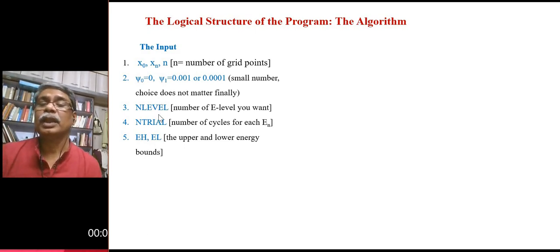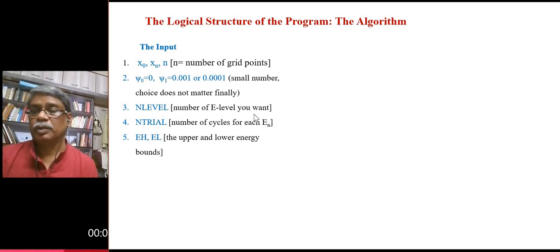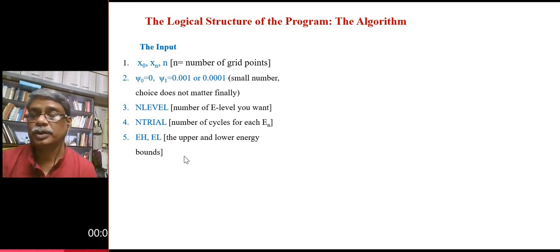And then n level, that means the number of energy levels that you are interested in. You may be interested in finding only the ground level, but maybe more than one level. So in Fortran you can have as many as you like. So n level is the number of levels that you want, and n trial is the number of cycles for each level. That means for a given nth level, you have to search. It's an iterative search method. So how many cycles will it complete? I will put in a number from outside, that is n trial, and then EH and EL, the upper and lower bound of some input energy. Why these two are needed, I will explain later.